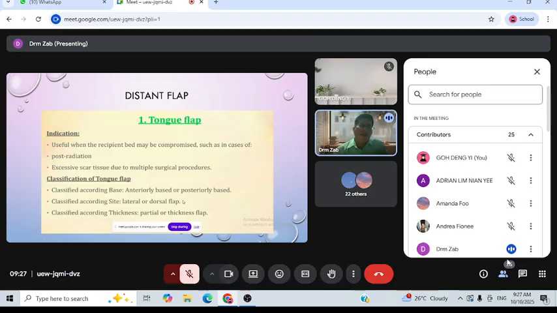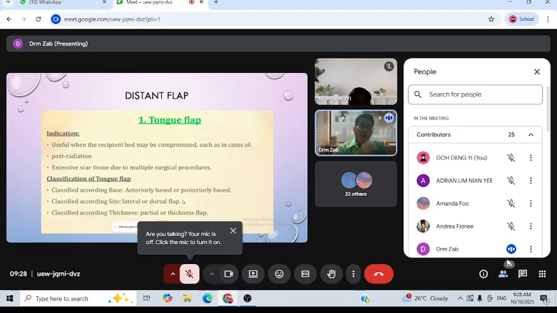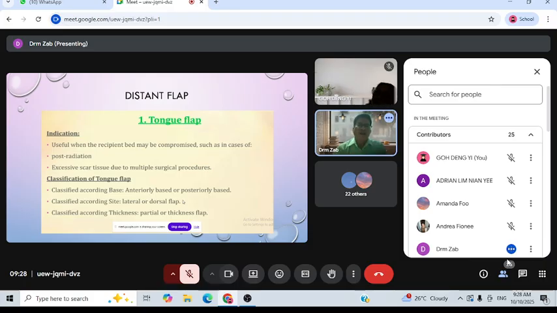But tongue flap for me is the last resort, because if you use a tongue flap, the base of the flap is still attached to the tongue, at least for 2 weeks. After 2 weeks, you have to cut the base of the flap to free the flap from the tongue. So during those two weeks of healing, the tongue cannot move freely, because if the patient moves the tongue around, the flap will fail. Remember, because the base of the flap is still attached to the dorsal surface of the tongue.